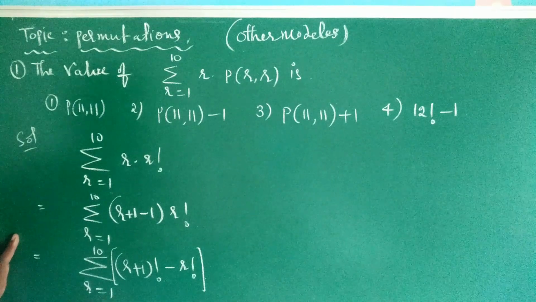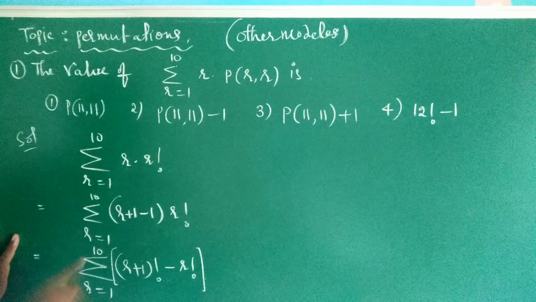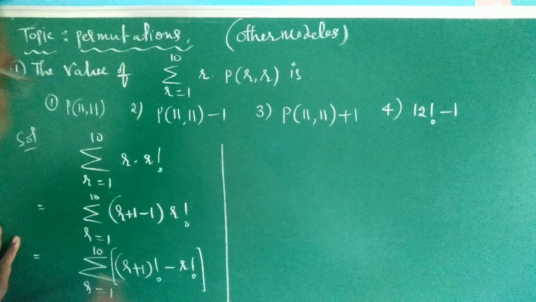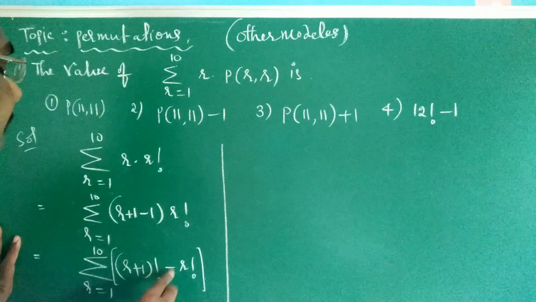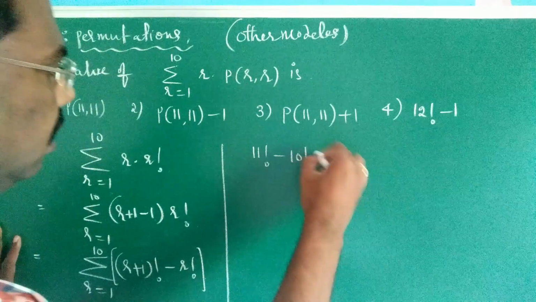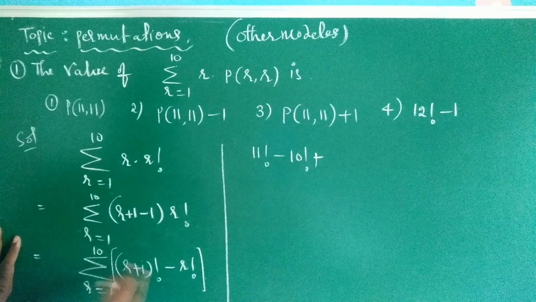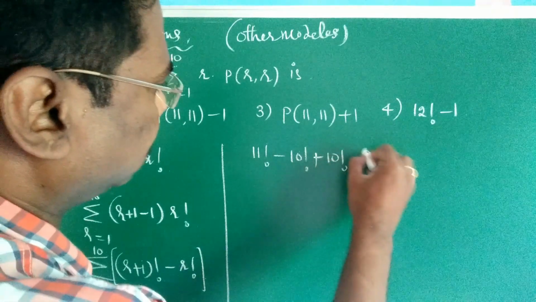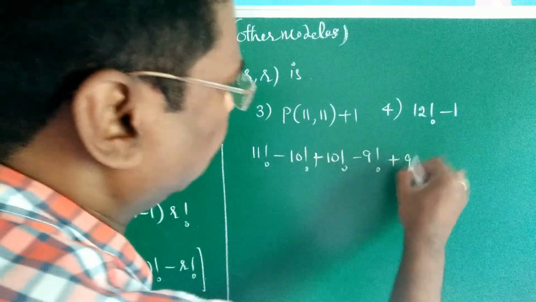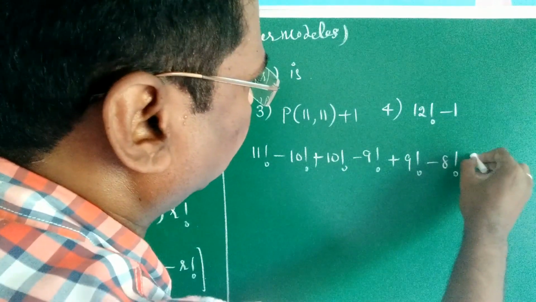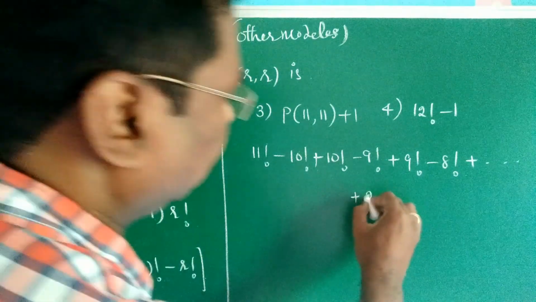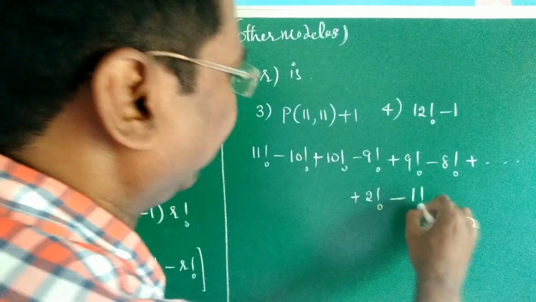Now here r is equal to 1 to 10. Now substitute the values 1 to 10. First substitute 10: 10 plus 1, 11 factorial minus 10 factorial, plus next 9: 10 factorial minus 9 factorial. Next 8: 9 factorial minus 8 factorial, plus up to so on. Last value is 1: 2 factorial minus 1 factorial.